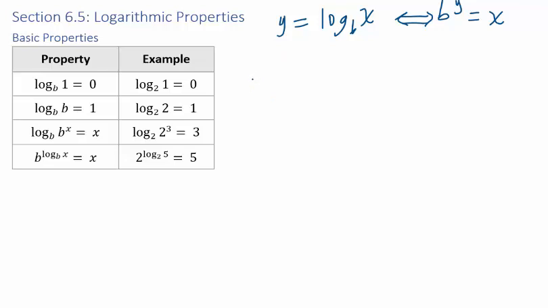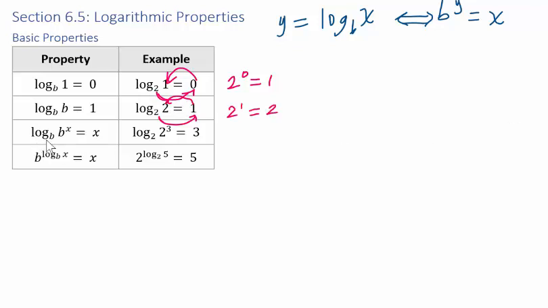So the first property, log base b of 1 is equal to 0. And a numerical example is log base 2 of 1 is equal to 0. And we can say that is true since 2 to the 0 power is equal to 1. Well, the next property, log base b of b is equal to 1, or log base 2 of 2 is equal to 1. And again, start with a base. That says that 2 to the first power is equal to 2.